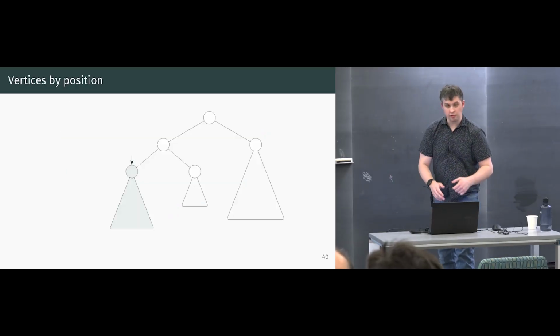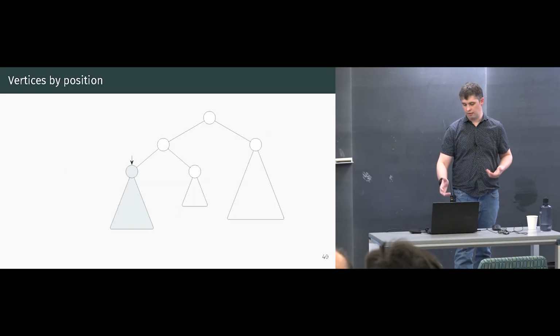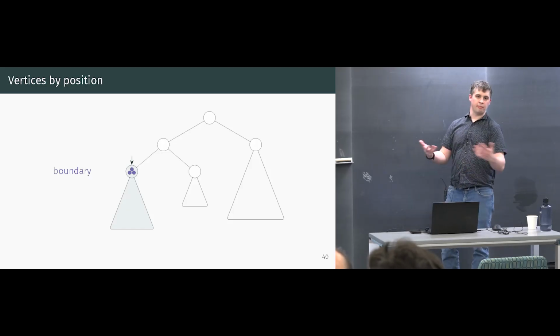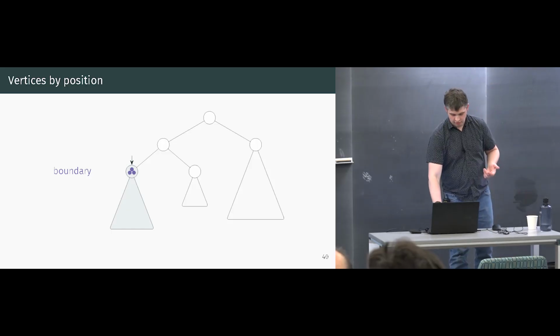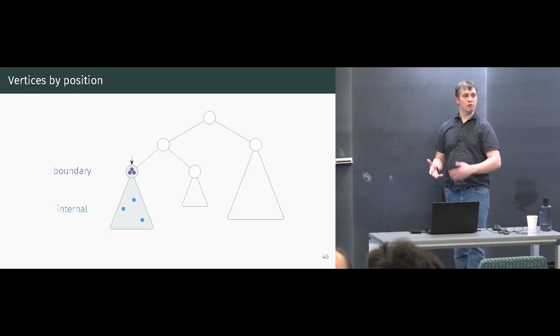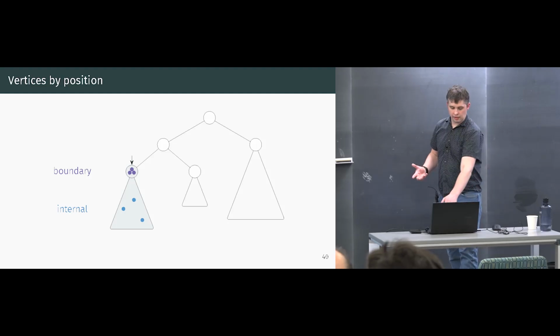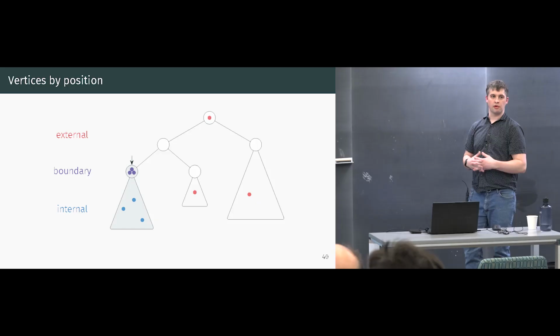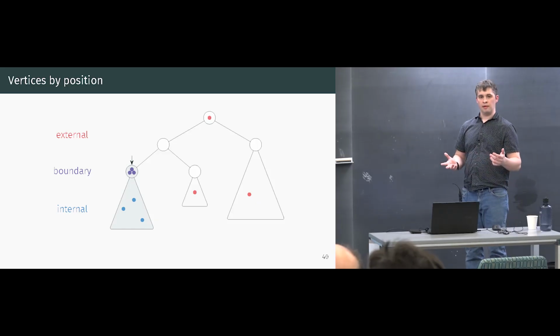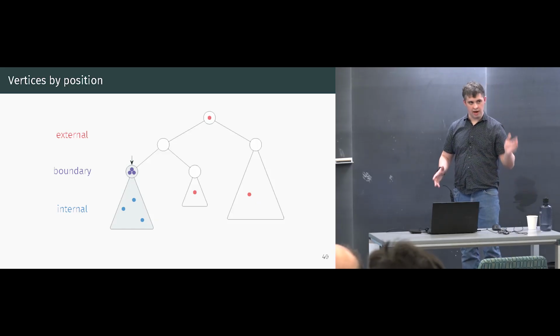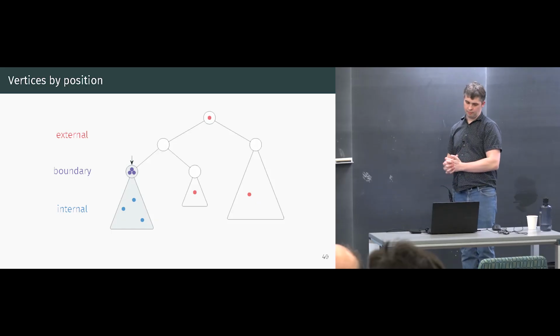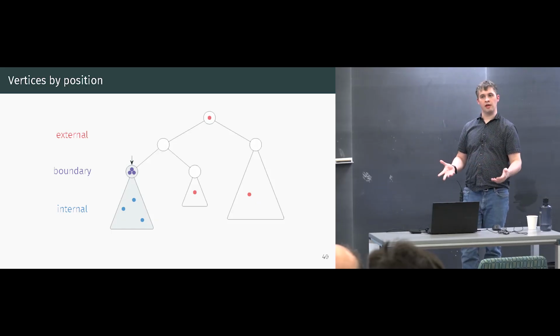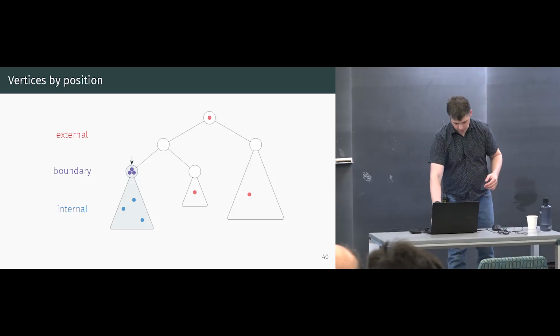And if we're looking at a tree, we can do the same sort of thing. There are the vertices in the node we're currently looking at. Let's call them boundary vertices. There are vertices in the subtree below. Let's call them internal. And there are vertices outside, possibly in siblings of the tree. We'll call them external. Okay? And this is a partition. You're in exactly one of these three cases. Again, this is an easy thing to prove with the tree decomposition laws.